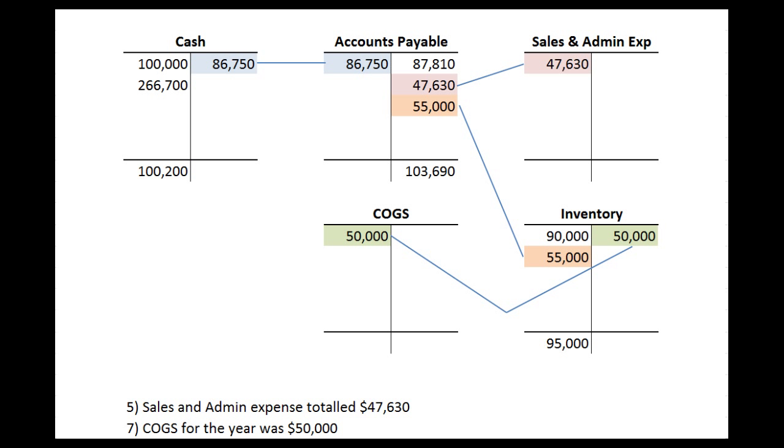The next thing that we're going to look at is accounts payable, so payments to suppliers. And for payments to suppliers, we go down and we have 87,810, and we close up with 103,960.